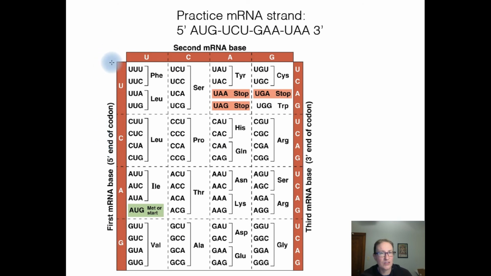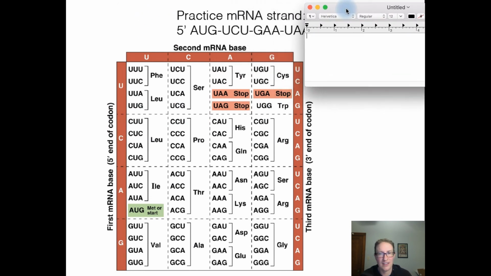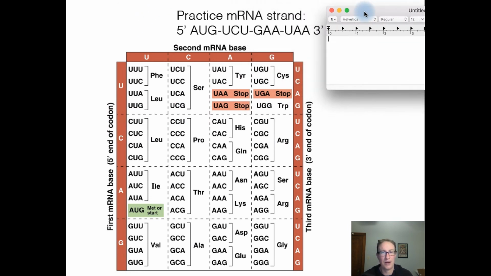So it's useful to look at a practice messenger RNA strand to learn how to do this process of translation. So I just pulled up a little text file here that I want to practice translating. So here we've got the 5' end for this mRNA strand, which starts AUG, then UCU, GAA, UAA, and then we've reached the 3' end of this mRNA strand.